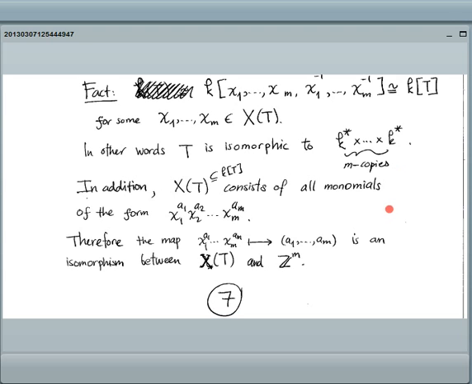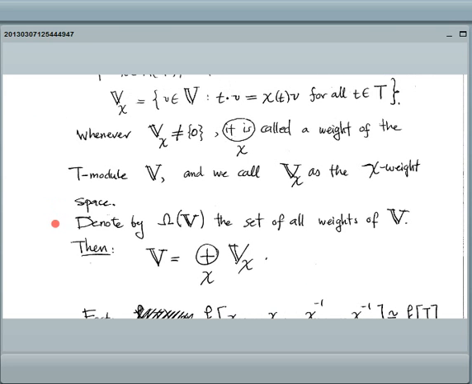Okay. And then what else? The character group X(T), remember, is the set of all characters of T. You can check that any element of it is a monomial in these characters chi 1 up to chi m. So what we see here is that the character group of a torus T can be identified with an m-dimensional lattice. You just take m copies of the integers. So the character group of an algebraic torus is a lattice. It is just like Z cross Z cross Z cross Z cross and so on. So any questions so far?